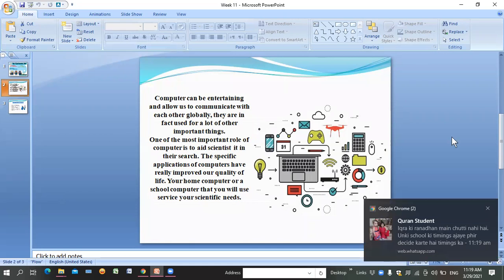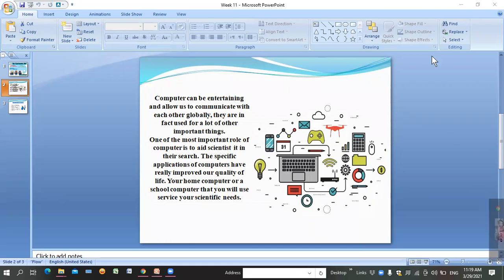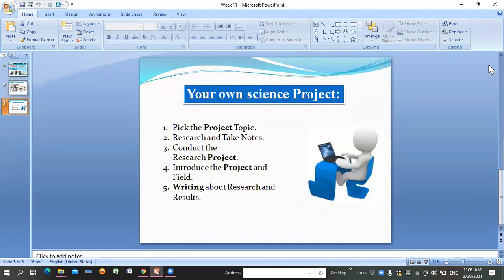Now there are also some science projects and school projects which you do in your life that a computer helps you to do. So let's suppose you have your own science project, you have to create some project. There are some project steps. First, pick a project topic, like choosing what topic you are going to do the project on. Then research and take notes. Where do you research it?